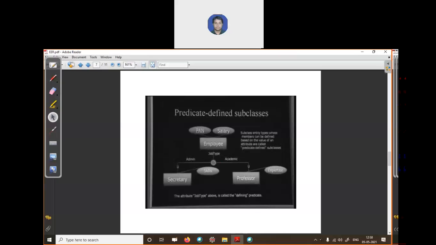So employee is the generalized class. Its PAN number and salary are the attributes, and based on job type we have created two subclasses: secretary and professor. Secretary has the admin job, and professor has the academic job. Secretary's own attribute is skills, and the professor has experience as an attribute.